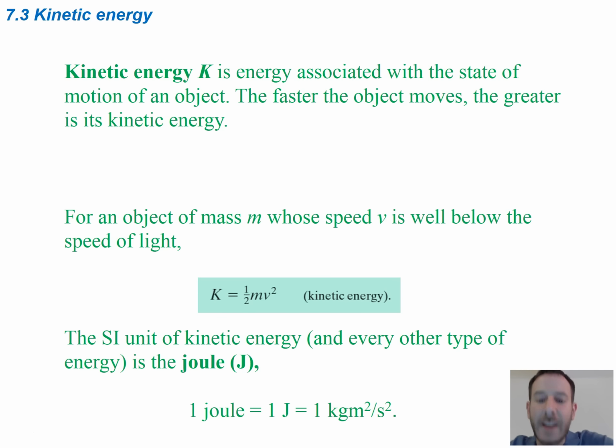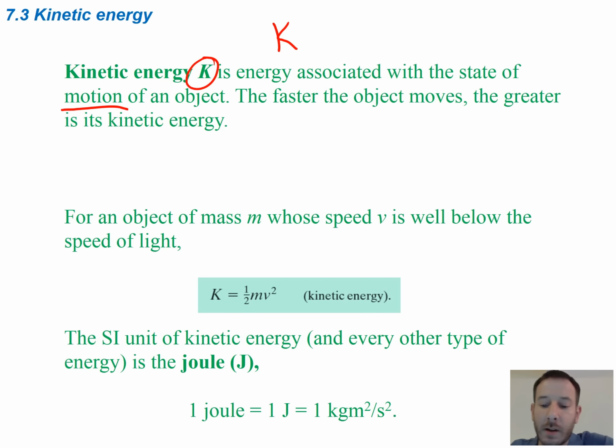All right, so we're going to start with kinetic energy. For kinetic energy, we're going to use capital K. It's associated with the state of motion of an object. Most importantly, kinetic energy refers to an object that is in motion. An object that's at rest doesn't have any kinetic energy. The faster the object moves, the greater its kinetic energy.